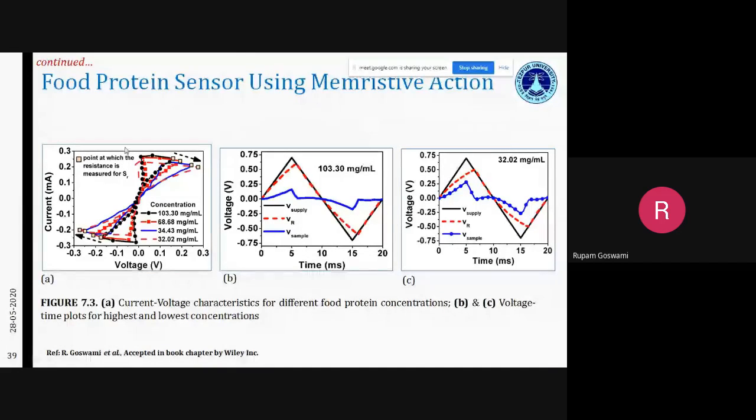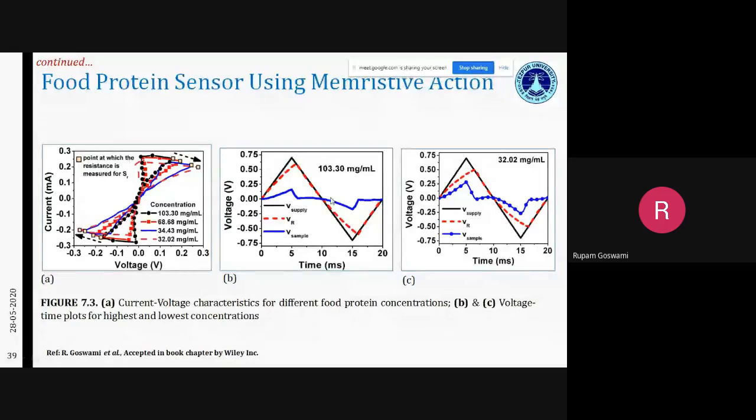And you can see as we increase our concentration, the hysteresis bends towards the right-hand side, which means its slope decreases. The slope of this current voltage characteristic decreases. So that is one very important metric through which you can characterize this entire sensor.